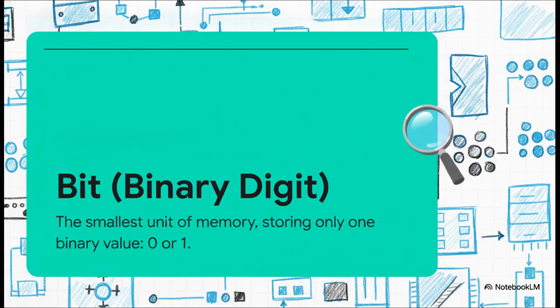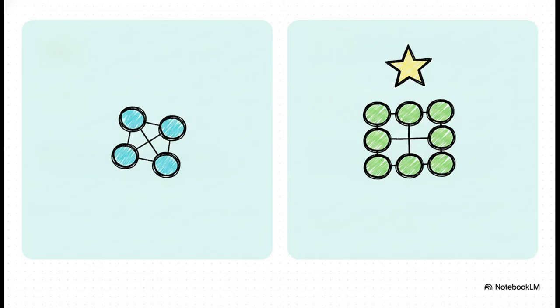All right, the foundation of literally all computing is the bit. It's a handy little mashup of the words binary digit. This is the absolute smallest unit of memory in a computer, and it's incredibly simple because it can only hold one binary value. It's either a 0 or it's a 1. That's it. Every single photo, document, and video your computer processes starts as this massive, sprawling collection of these simple zeros and ones.